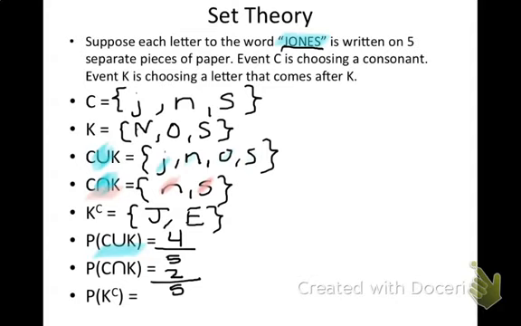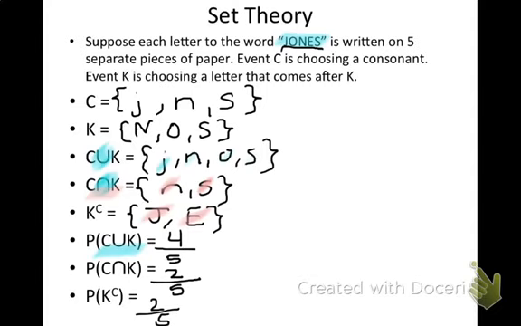Now the probability of choosing the complement of K, there are 2 ways that you can do that. Either you can find the probability of K and subtract it from 1, or you can just count how many are in the complement. So that's 1 and 2, so that would be 2 out of 5. And lucky for us, all of our fractions have been simplified. Let's move on to the next one.